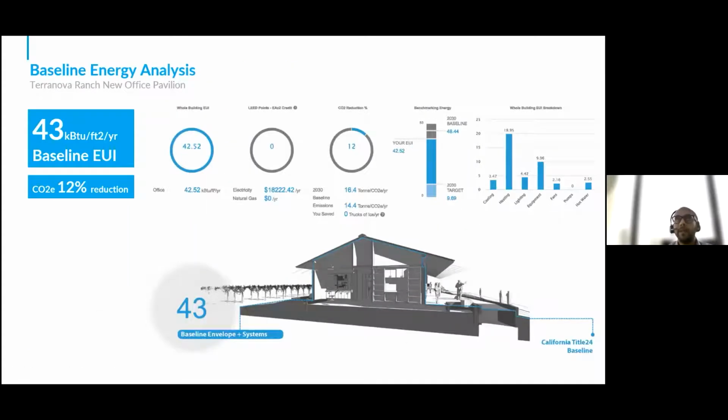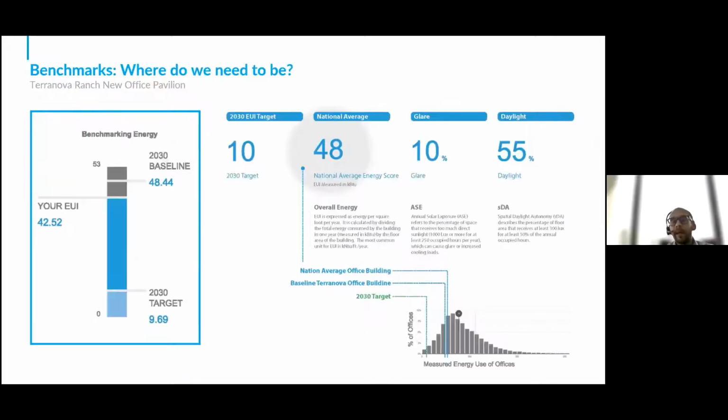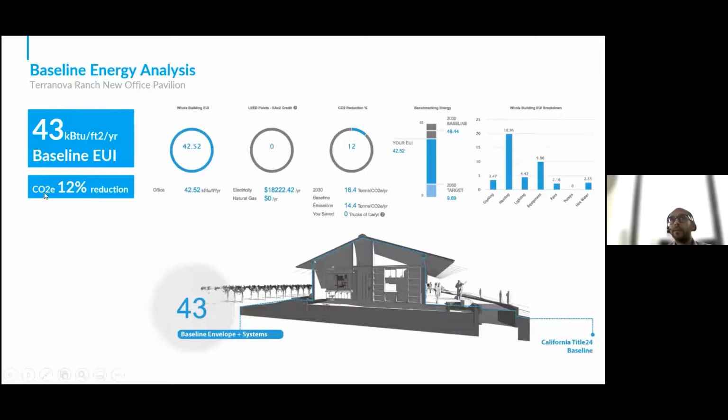So what they did was basically create the baseline, which revealed that the value they have is at 43, which is also a 12% operational carbon reduction. In doing so, they also revealed some more information, such as this building is actually heating dominated because of the use case, whatever's going on. The plug loads are also really high.